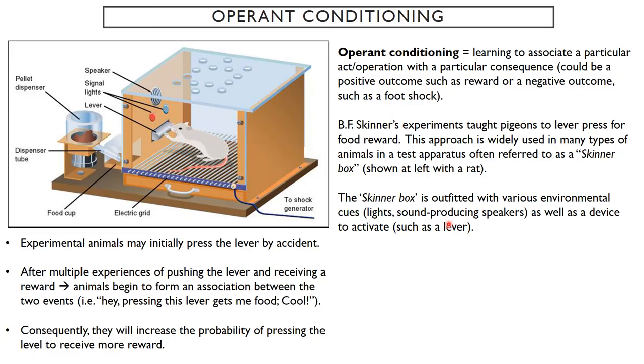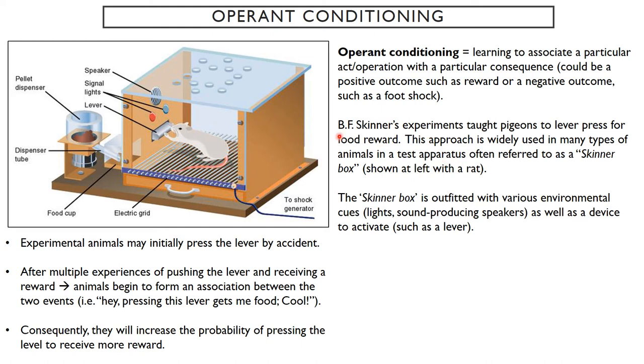Operant conditioning is similar to classical conditioning. It shares some of the same features, but it's not exactly the same. There's some subtlety in the difference. With operant conditioning, animals learn to associate a particular act or operation with a particular consequence. This could be a positive outcome, such as a reward, like some candy or some juice, or a negative outcome, such as a foot shock. That is one type of negative operant conditioning that's used.